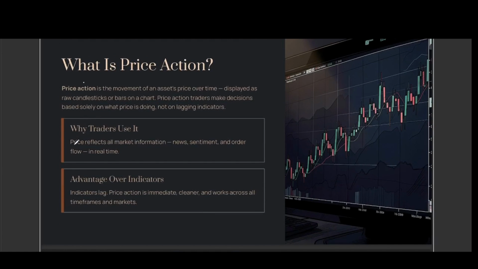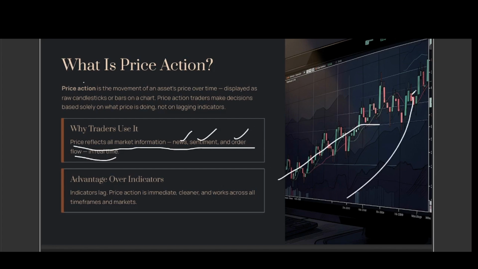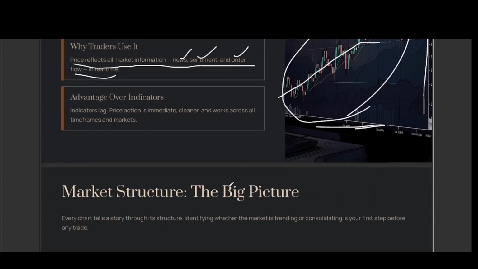Price reflects all market information: news, sentiments, order flows. Changes in news, sentiments and orders can cause movement of price, and thus it can be shown on the chart, and you can analyze your setup depending on the price and date. Next, what are its advantages over indicators?